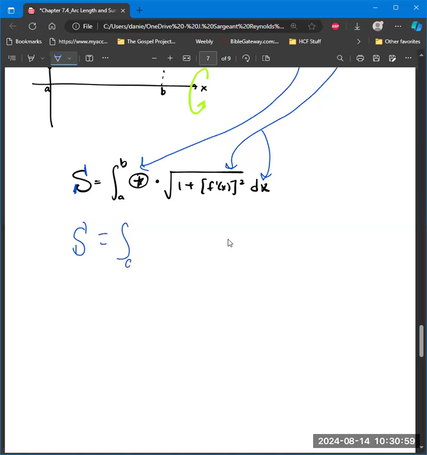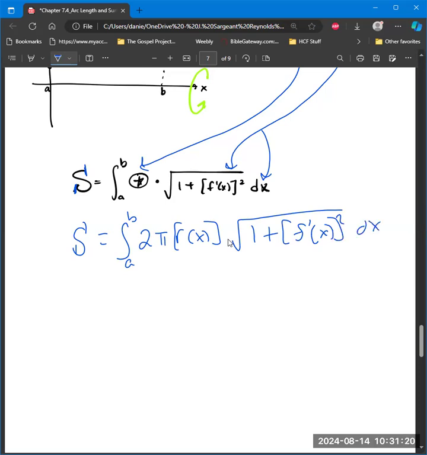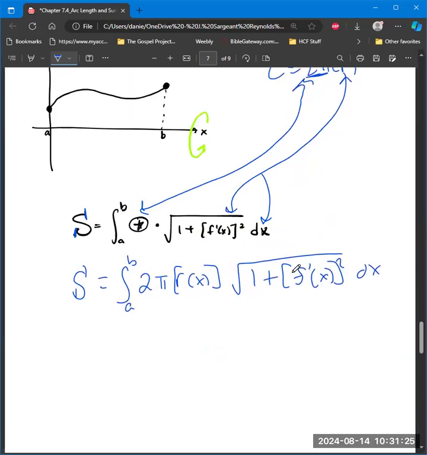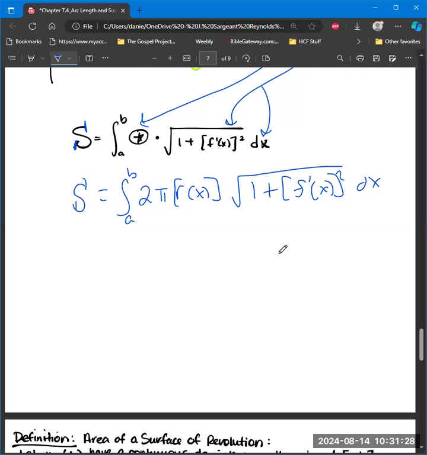So we're going to have a formula that looks like this. S is equal to the integral from a to b of 2 pi r of x times the square root of 1 plus f prime of x squared dx. And this r of x is usually just going to be x or y. Just like it was with the shell method, this is related to the shell method.